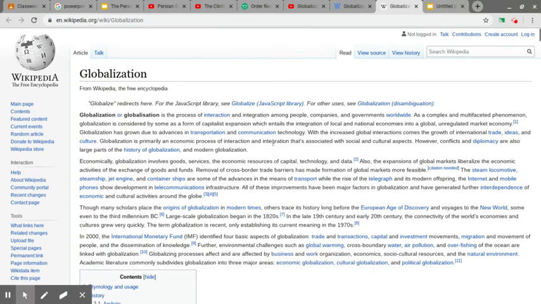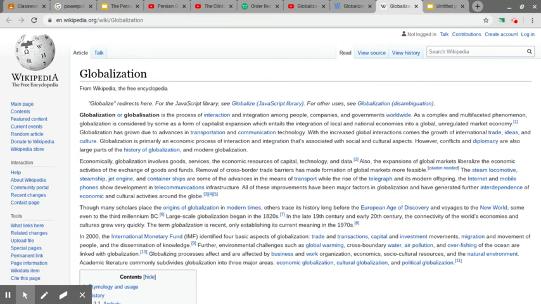Globalization is the process of interaction and integration among people, companies, and governments worldwide. As a complex and multifaceted phenomenon, globalization is considered by some as a form of capitalist expansion, which entails the integration of local and national economies into a global, unregulated market economy. Globalization has grown due to advances in transportation and communication technology. With the increased global interactions come the growth of international trade, ideas, and culture. Globalization is primarily an economic process of interaction and integration that's associated with social and cultural aspects. However, conflicts and diplomacy are also large parts of the history of globalization and modern globalization.